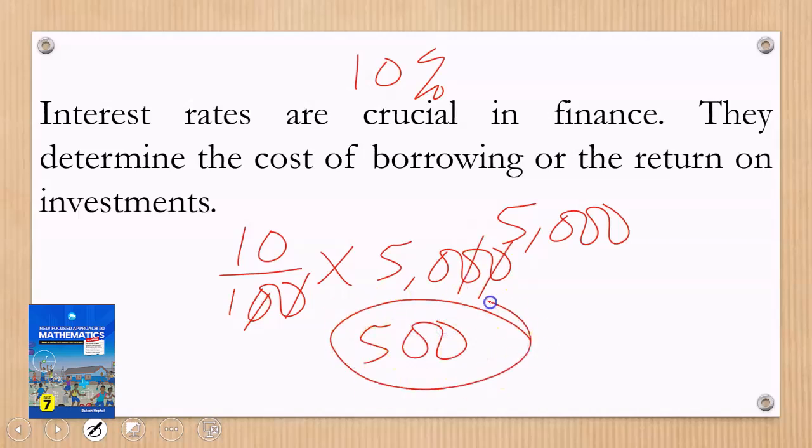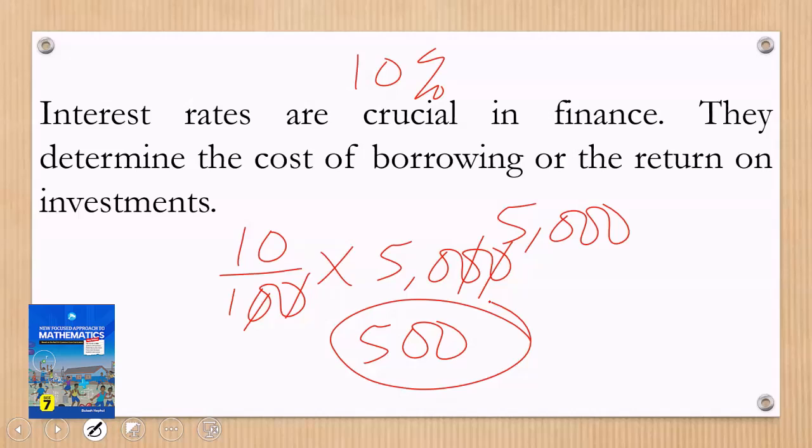It means when the year ends, if they are giving you 10% interest, you are going to receive 500 Ghana cedis at the end of the year. All right. So your total income or total amount will be 5,500. Now, what if you allow the money to stay with them for 2 years? What if for 3 years?